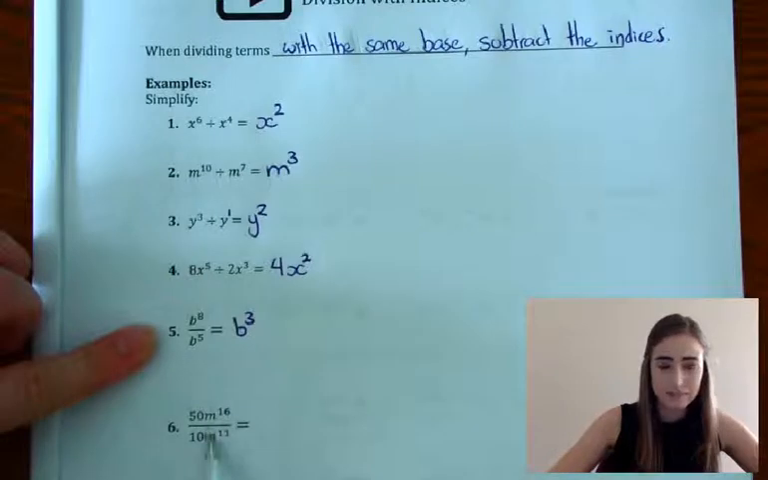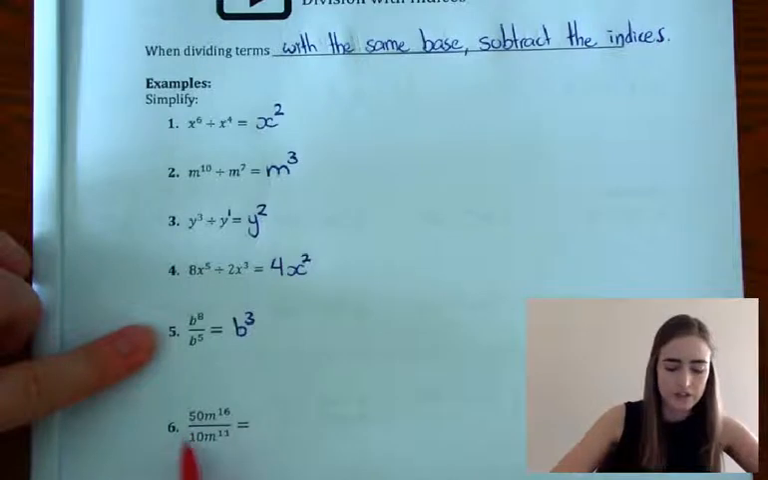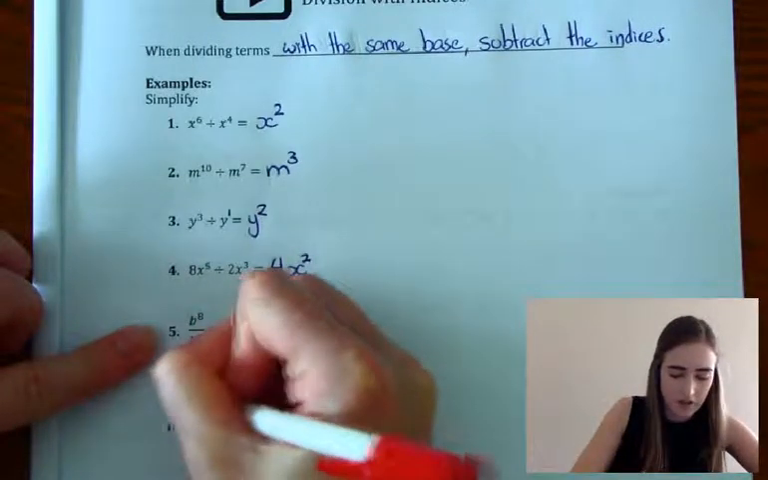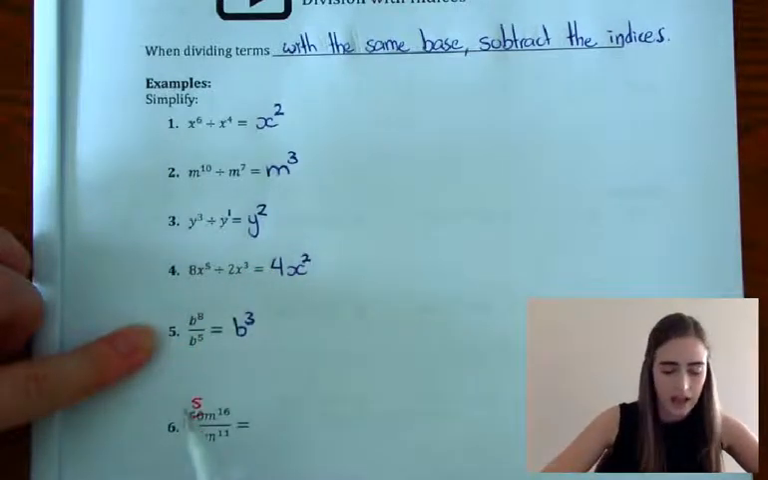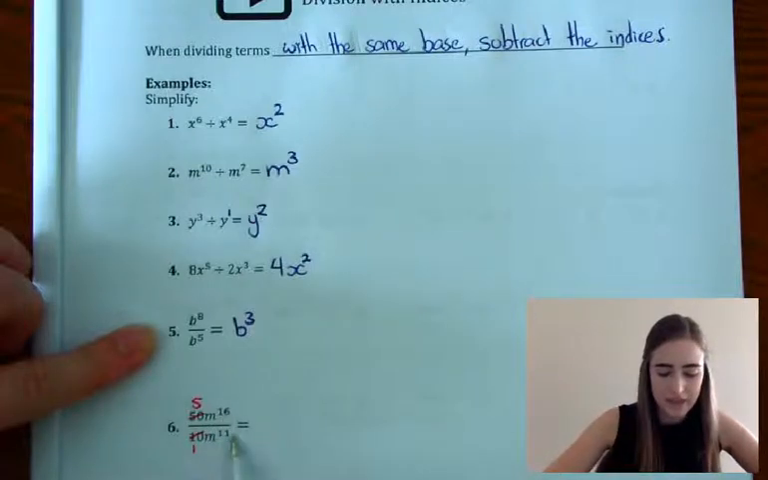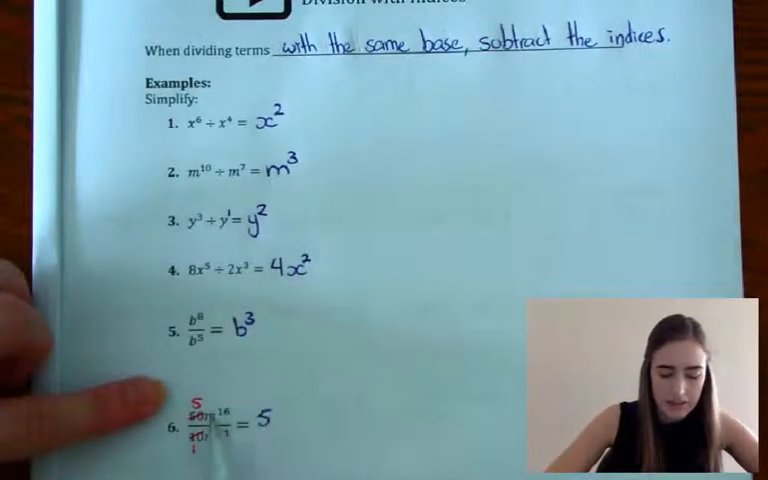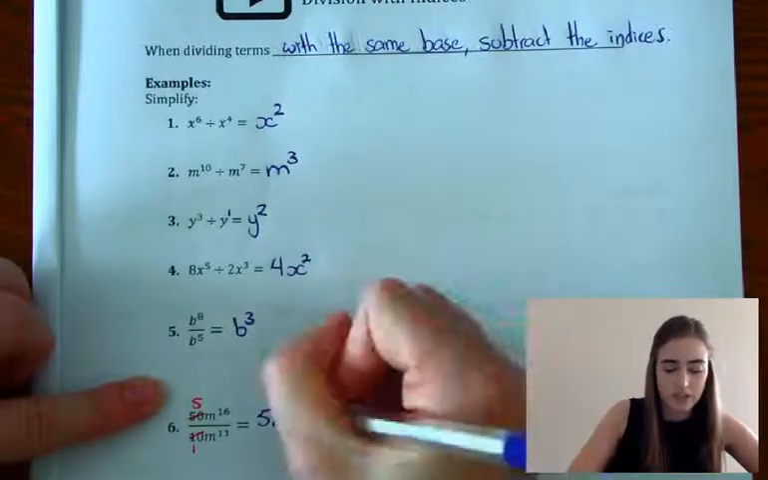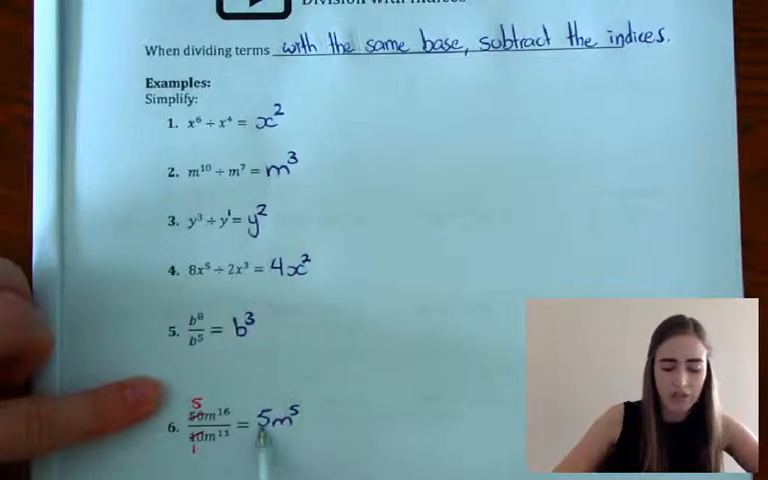All right, our last one, we're going to do the numbers first. So if we have a look at that first, we can divide 50 and 10 both by 10. So we'd end up with 5 on the top and just a 1 down the bottom. And then m to the power of 16 divided by m to the power of 11. Sorry, the numbers will just leave us with a 5. And then the m's, subtracting the powers, 16 minus 11 will leave us with a 5 there as well. So that whole thing will come out to give us 5m to the power of 5 once we subtract our powers.